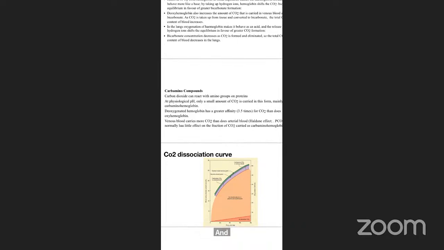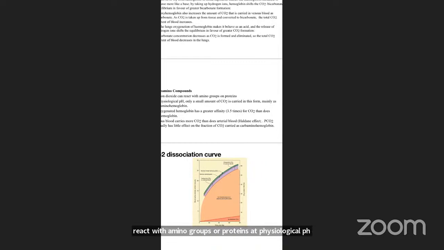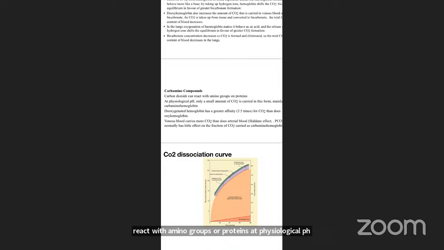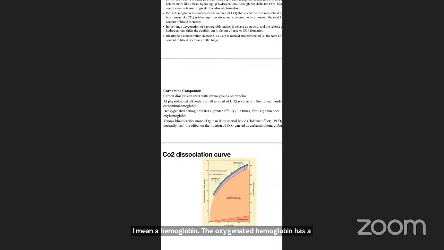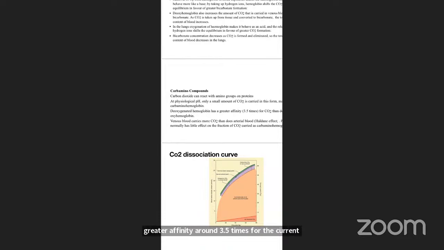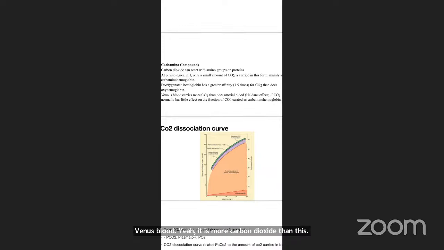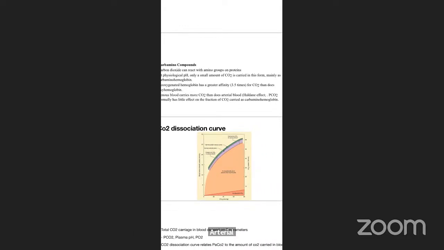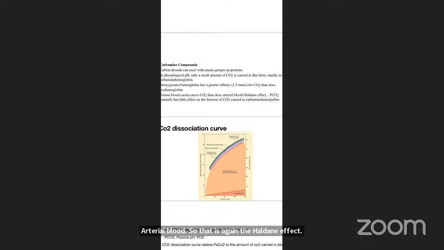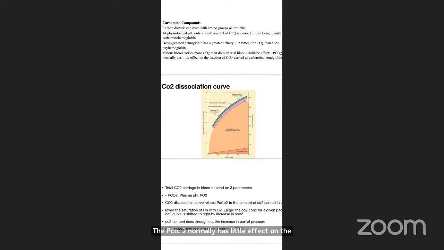And 5% of carbon dioxide, apart from the other two methods, is transported as carbamino compounds. So carbamino compounds are carbon dioxide which can react with amino groups or proteins. At physiological pH, only a small amount of carbon dioxide is carried in this form, around 5% as carbamino hemoglobin. Deoxygenated hemoglobin has a greater affinity, around 3.5 times, for carbon dioxide than does oxyhemoglobin. The venous blood carries more carbon dioxide than does arterial blood. So that is again the Haldane effect. The PCO2 normally has little effect on the fraction of carbon dioxide carried as carbamino hemoglobin.